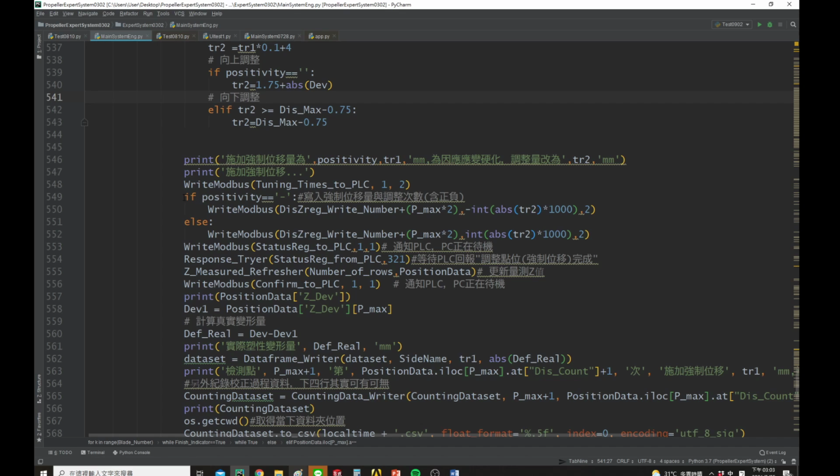So here, previously we just defined the positivity, right? So here we write the Modbus register, tell the machine that later the direction is positive or negative, right? Yeah. And then we write the number first.